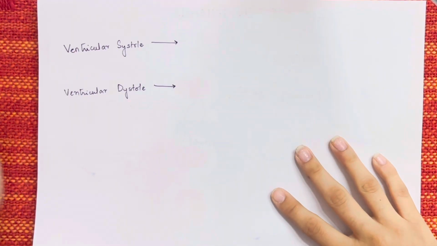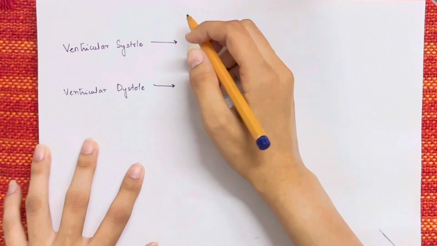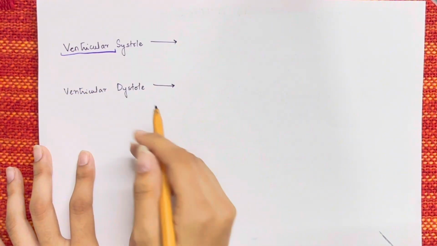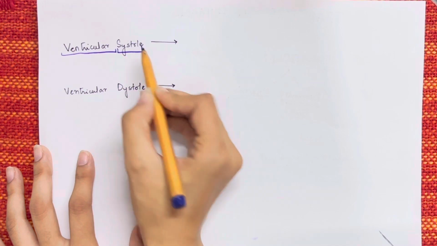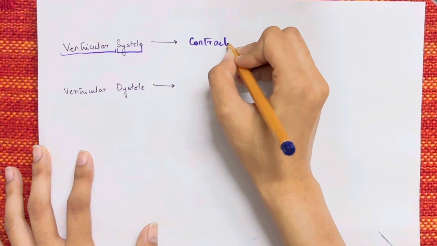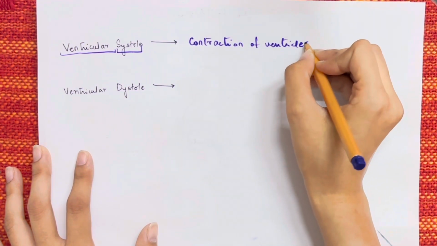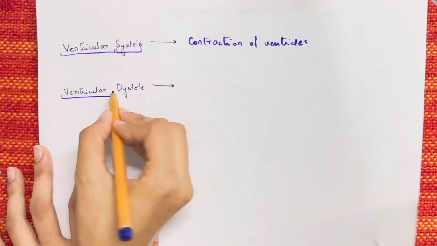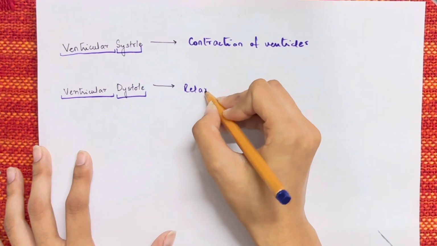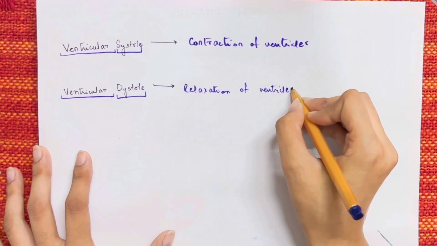Now, let's cover some topics that are related to your MCQs and that you must know. What is ventricular systole? Understand that we are talking about the ventricles, which are the lower chambers of the heart. Now, what is meant by systole? Ventricular systole means there is a contraction of the ventricles. Whereas ventricular diastole means relaxation of the ventricles. So whenever there is a relaxation of the ventricles, it is termed ventricular diastole.